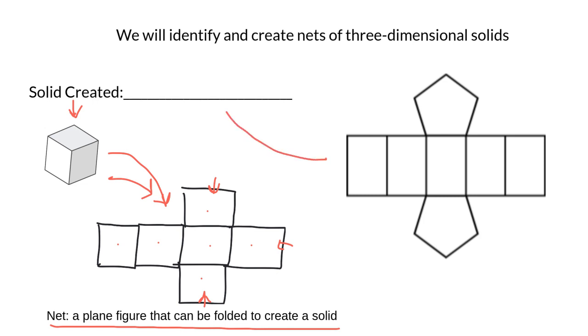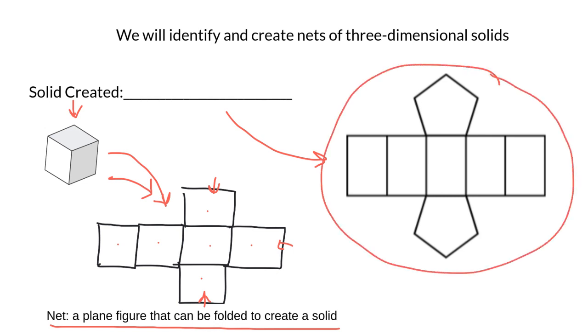So now we're going to do a little bit of practice with using what we know from yesterday to name the solid that is created by a net. And like I said on this video, we can't actually put these nets together or actually see them all folded up like we would if we were in our classroom, but we're going to do the very best we can. Let's go ahead and look at this net.